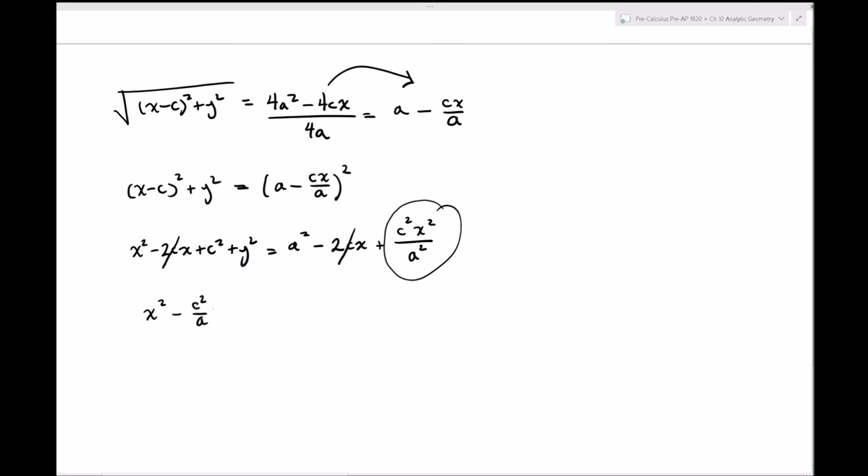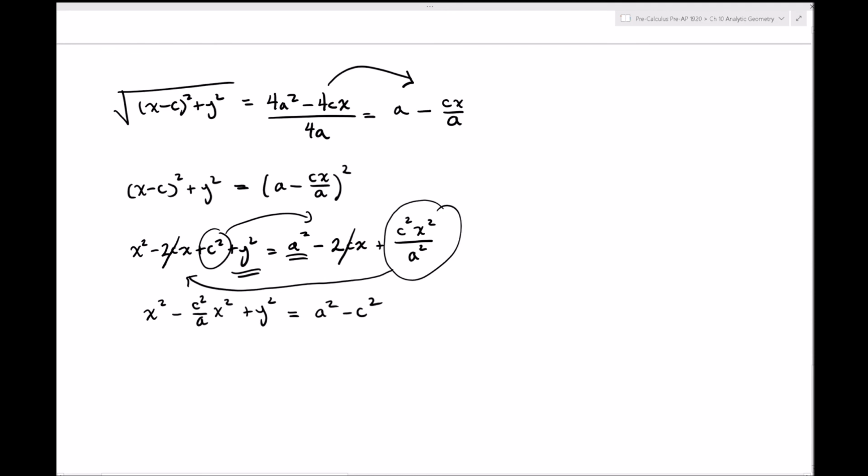Let me rewrite it: c squared over a squared, x squared. I have that extra c squared there. Nothing happened to that, so that's plus c squared. I'm going to end up moving that. Plus y squared equals, in this case, a squared minus c squared. So what I did was I took this guy and I moved it to the right. I left the y squared right where it's at, and that should be good. And we moved this one over to this side.